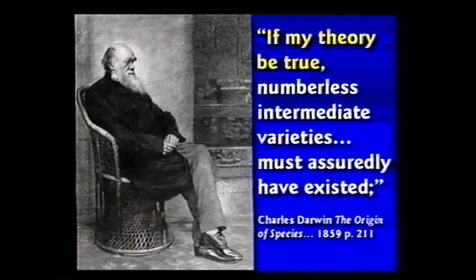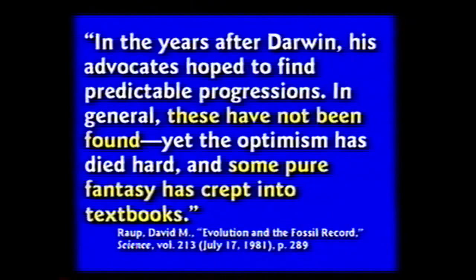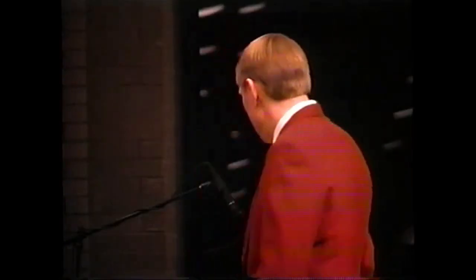Boy, you're right about that, Charlie. You know, to change from a rock to a human takes an awful lot of intermediate varieties. But look what the experts say. David Ropp is a strong believer in evolution. He said in the years after Darwin, his advocates hoped to find predictable progressions. In general, these have not been found, yet the optimism has died hard and some pure fantasy has crept into textbooks. You're kidding. Fantasy in the textbooks? Oh, yes, ma'am. I mean, pure fantasy.